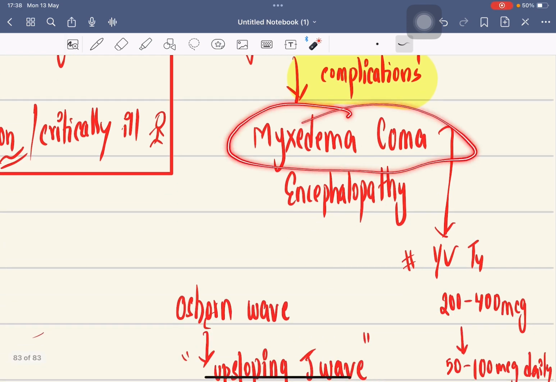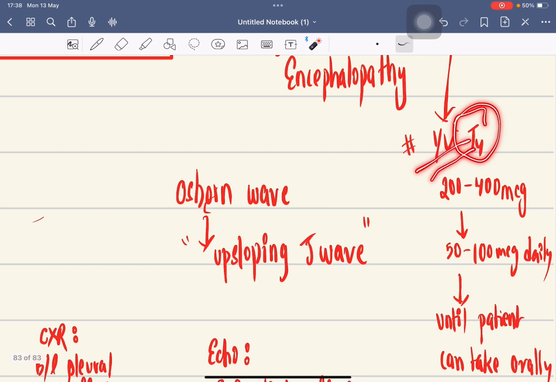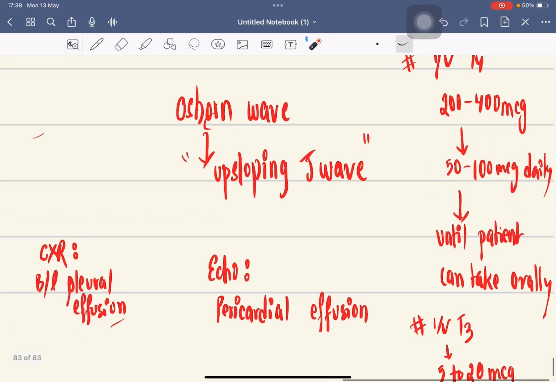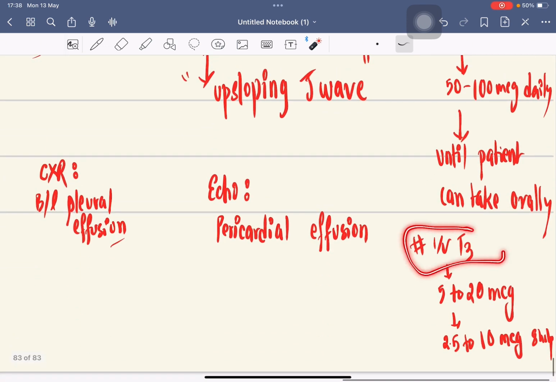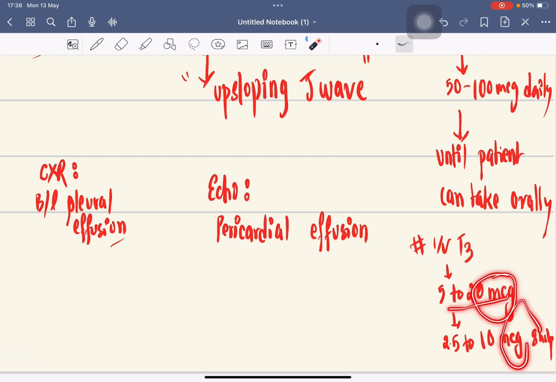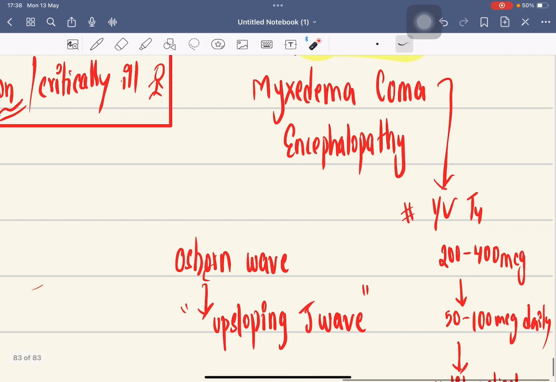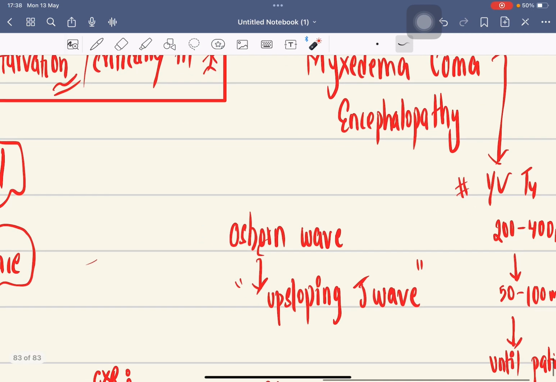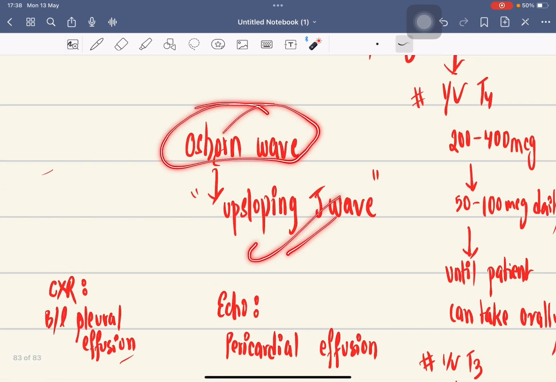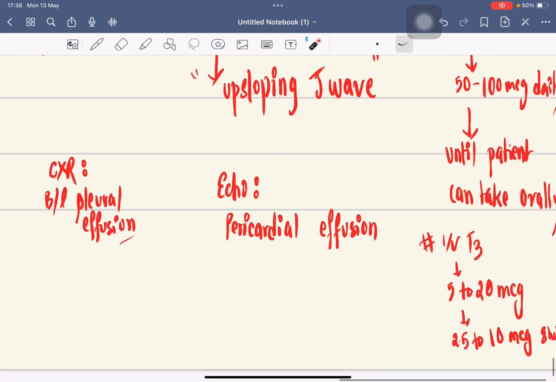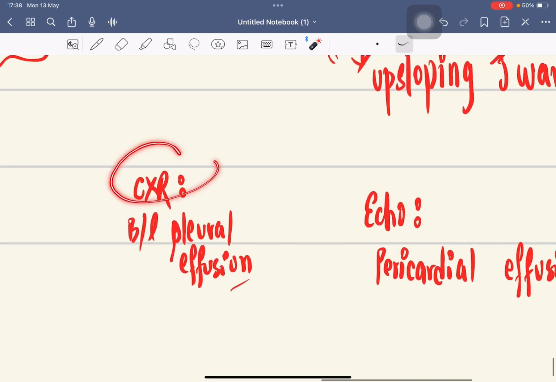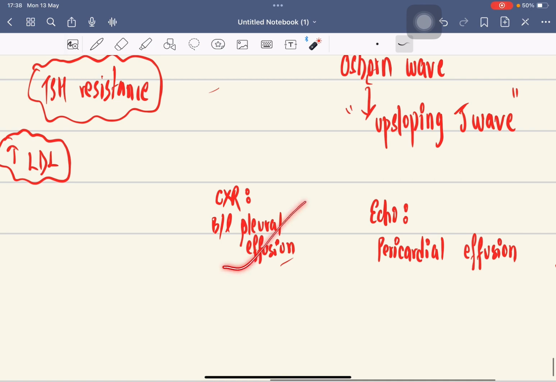We should treat myxedema coma with T4, given IV 200 to 400 mcg, then 50 to 100 mcg daily until the patient can take it orally, or T3 5 to 20 mcg 8 hourly. But if the IV dose is not available, then we can go for oral 200 to 400 mcg for treating myxedema coma. And we can find a swan wave in ECG. In echo, we can find pericardial effusion and diastolic failure. In chest X-ray, we can see bilateral pleural effusions and cardiomegaly.